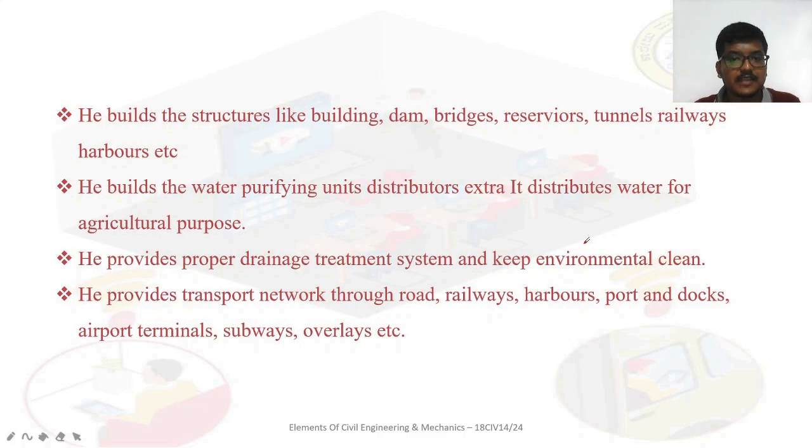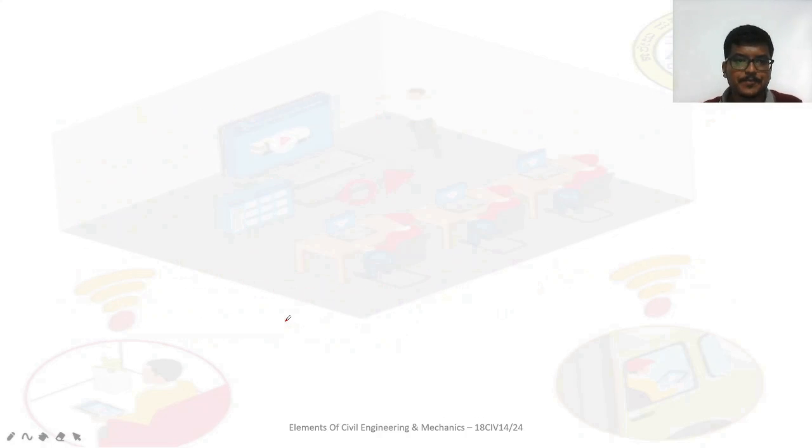He builds structures like buildings, dams, bridges, reservoirs, tunnels, railways, harbors, etc. Which are built for shelter, dams, bridges also. So like this, every element is built so that the infrastructure can grow. He builds water purifying units, distribution, etc. He distributes water for agricultural purposes. He provides a proper drainage treatment system. He provides transport networks like roads, railways, harbors, ports and docks, airport terminals, subways, overlays, etc.